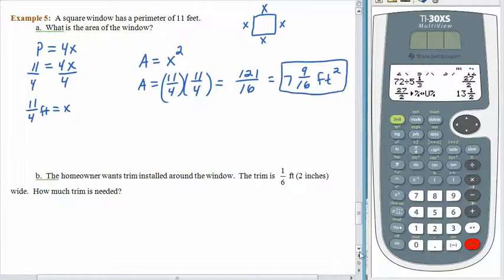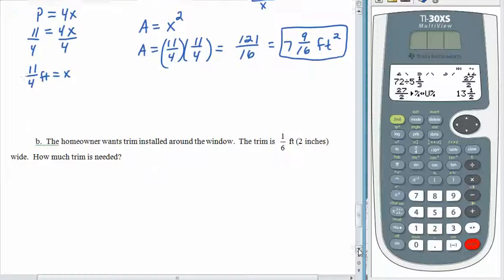But we're not done yet because there's a part B. We want to put trim around the window, and the trim is 2 inches wide, otherwise known as 1/6 of a foot. And we'd like to know how much trim is needed. You might think that the answer is 11 feet because that's the perimeter of the window, but that's not really true. And we'll see this as soon as we draw a picture.